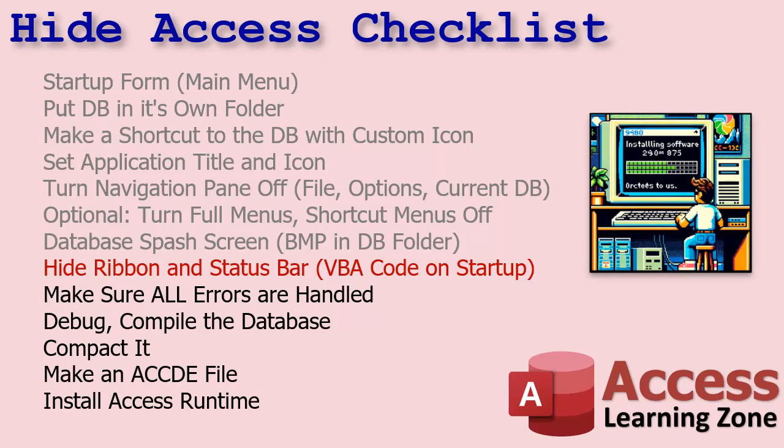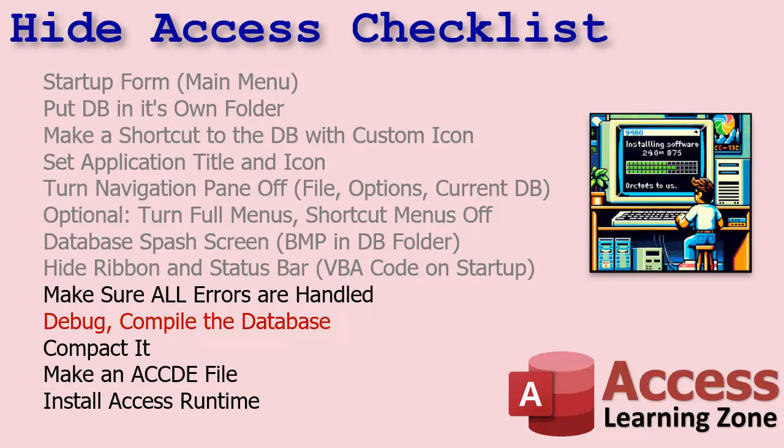All right, so we hid the ribbon. I've got hide the ribbon and status bar here because when I made this, I forgot that you can also turn off the status bar in the file options. But there's VBA code you can use to hide the status bar as well if you want to do that in code, because you can turn it on and off. But you can just use the file options menu to turn the status bar off. That's fine.